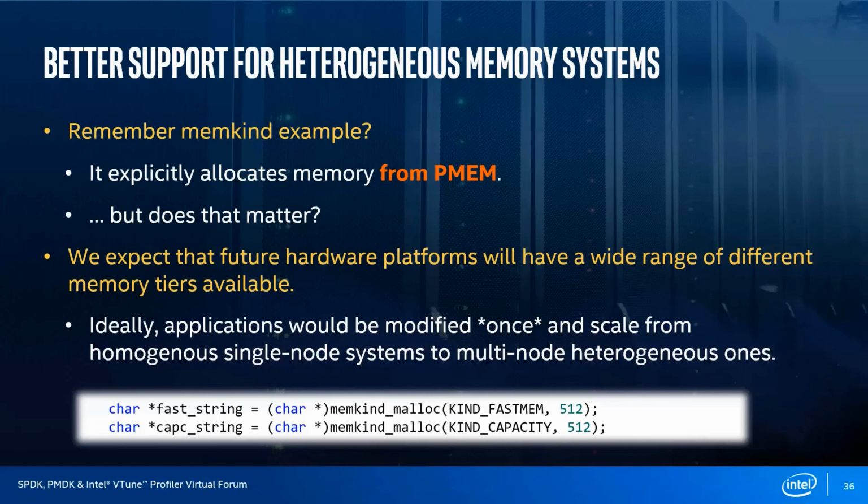And ideally, we should also make it so that all applications simply scale from homogeneous systems, which means they have only one type of memory, where such an interface just falls back to allocating from that memory, to multi-node heterogeneous systems, which might have DRAM, PMEM, HBM, and all of that on 8 different sockets. Right?